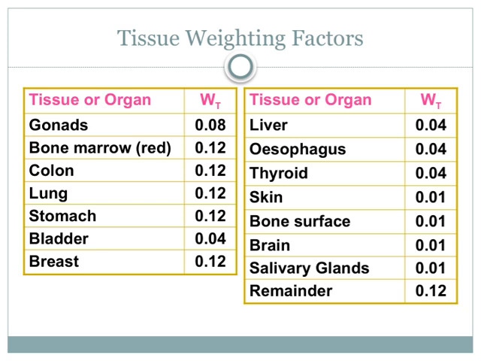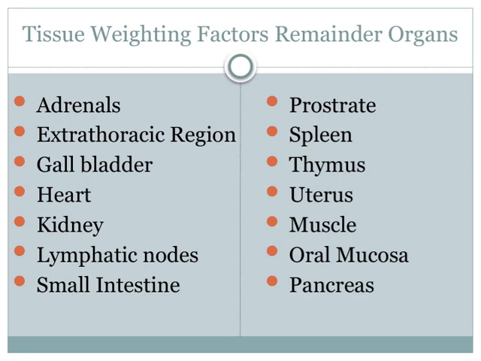Let's take a closer look at some of the key organs and tissues we need to consider in our analysis. Starting with the prostate, which is a crucial gland in the male reproductive system, and then moving to the spleen, an important organ for immune function and blood filtration. The thymus plays a vital role during early life in T-cell development, while the uterus is central to female reproductive health. Next, we have muscle tissue, which makes up a significant portion of the body's mass, and the oral mucosa, which lines our mouth and is vital for protection and sensation.